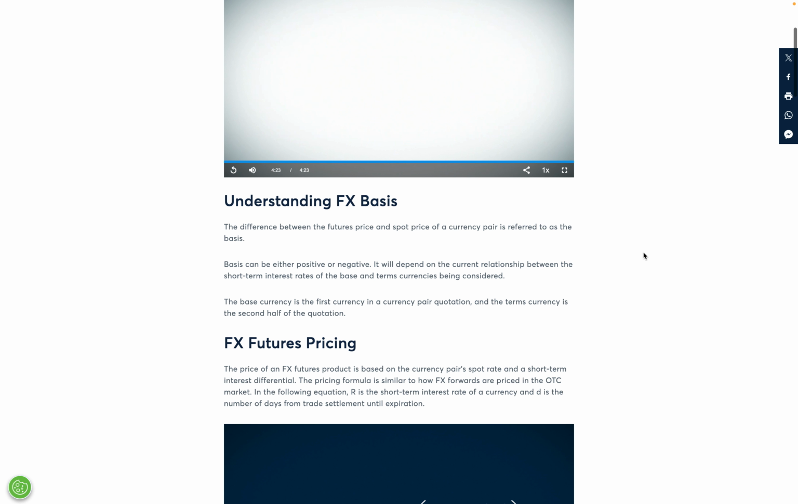Let's read on further. Understanding FX basis. The difference between the futures price and the spot price of a currency pair is referred to as basis. Basis can be either positive or negative. It will depend on the current relationship between the short-term interest rate of the base and terms currency being considered. The base currency is the first currency in the currency pair quotation, and the terms currency is the second half of the quotation, which we just went through in the previous lesson.